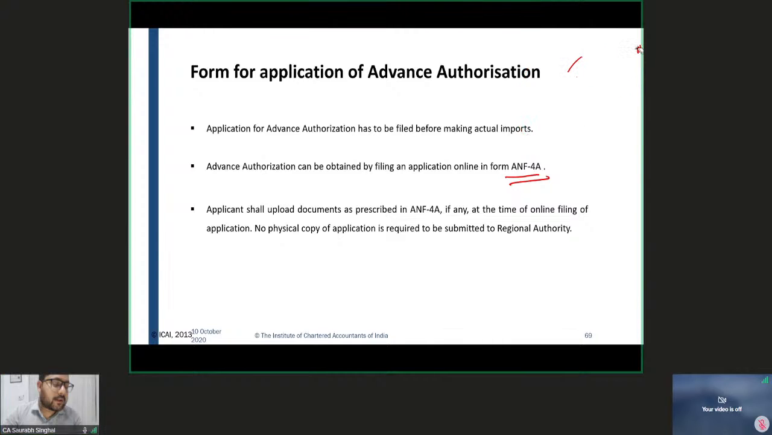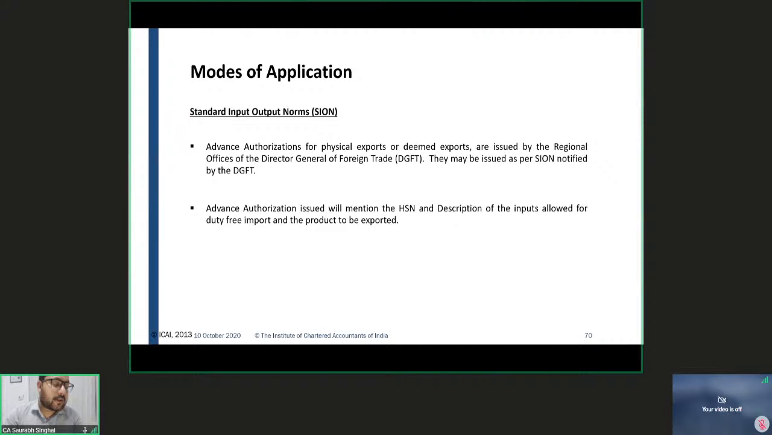DGFT will see the CON norms, see if your application is correct, satisfy for all other conditions and grant you this authorization. It's a complete online process with minimal liaising with the department. Now, as I am repeatedly telling you, advance authorization is the scheme which uses CON norms. Now let us see what are all the modes in addition to CON norms for application of advance authorization.